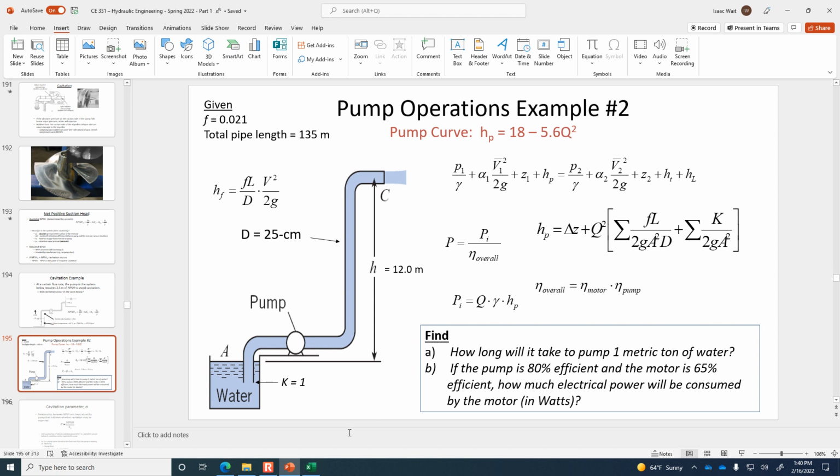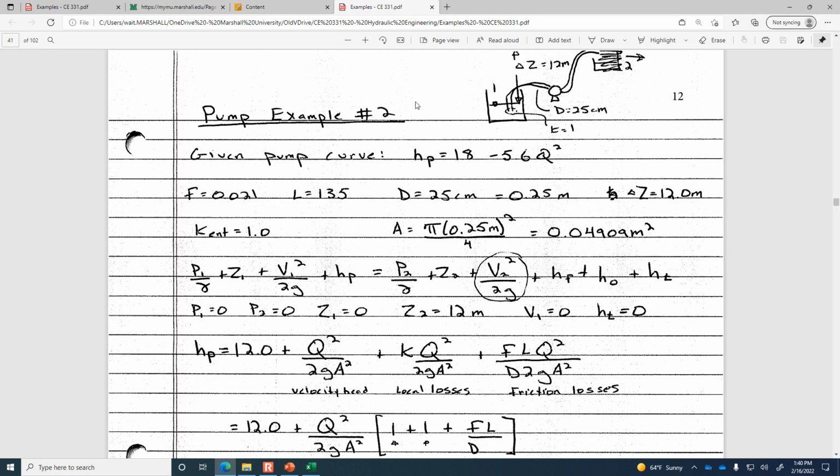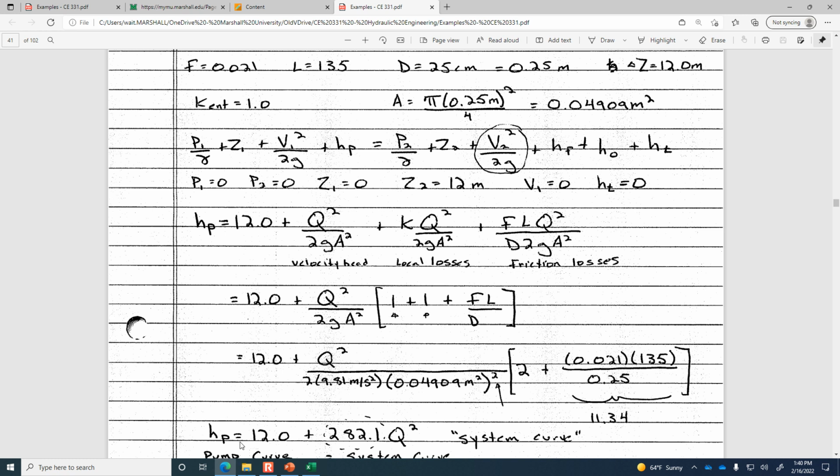All right, so let's just take a look and see, first of all, if we've got the same system curve. So there's a couple of steps we have to go through. First of all, identifying that the delta Z that applies is 12 meters, finding the cross-sectional area of the pipe. And so the pump head is going to be 12 plus 282.1 Q squared. And if you neglected the velocity head, then that would be a bit lower. But did anybody else have the same system curve of H sub P as 12 plus 282 Q squared? See at least one head shaking yes.